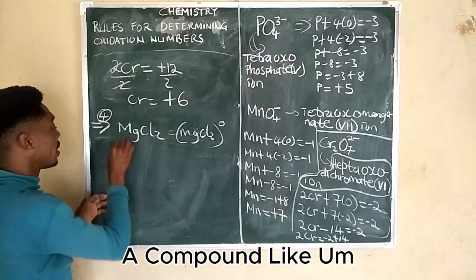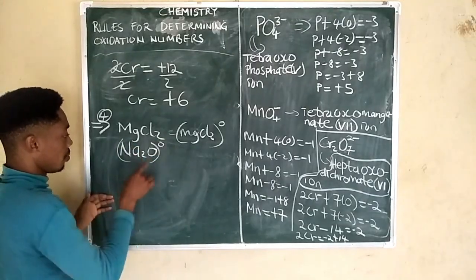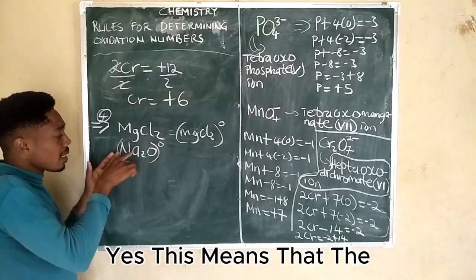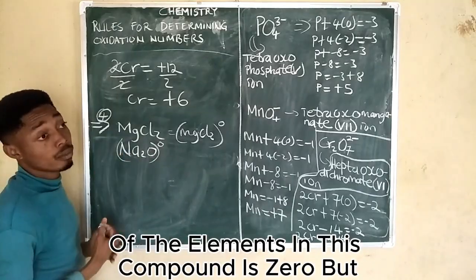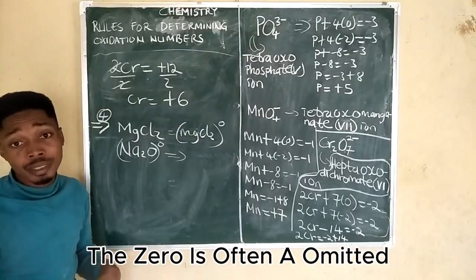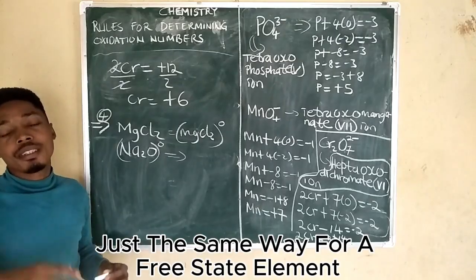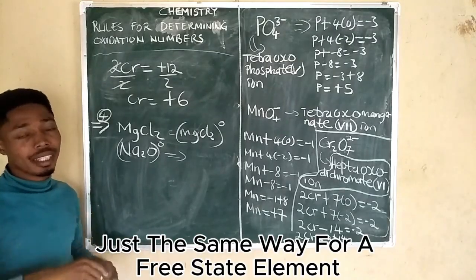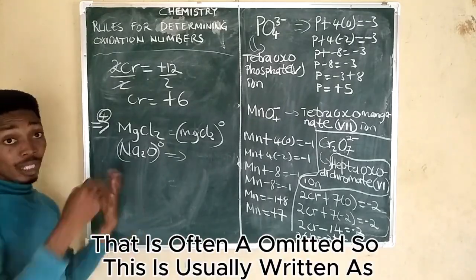A compound like Na2O, yes, this means that the algebraic sum of the oxidation numbers of the elements in this compound is 0. But the 0 is often omitted. Just the same way for a free state element, a ground state element, the charge is 0, the oxidation number is 0, and that 0 is often omitted.